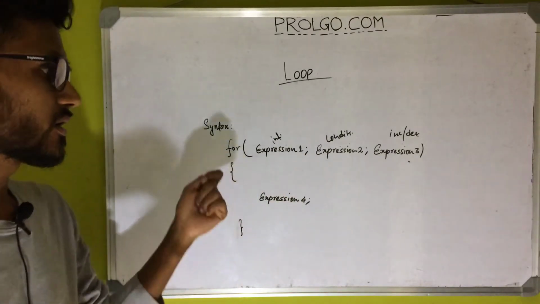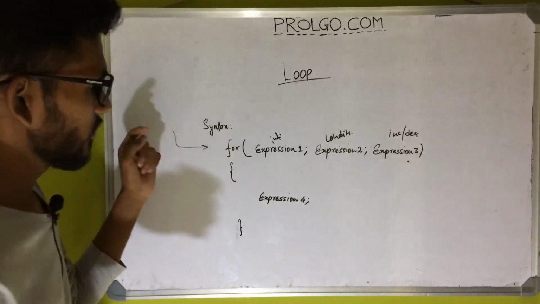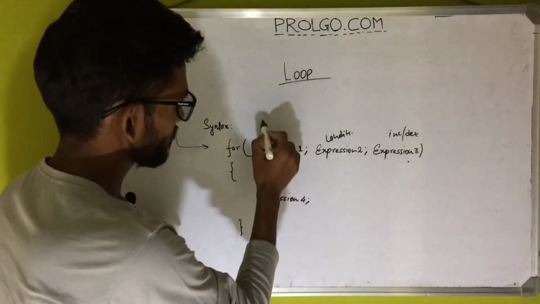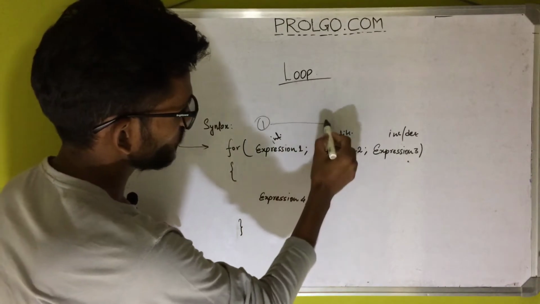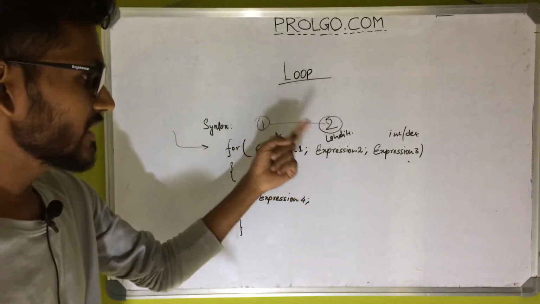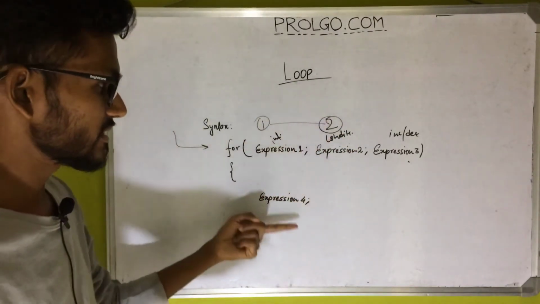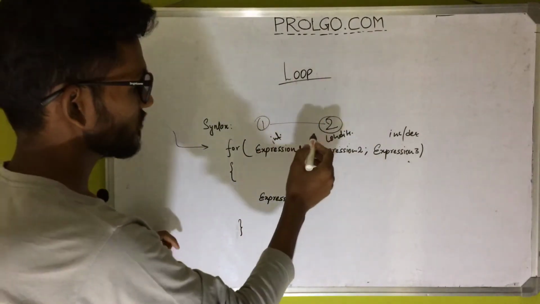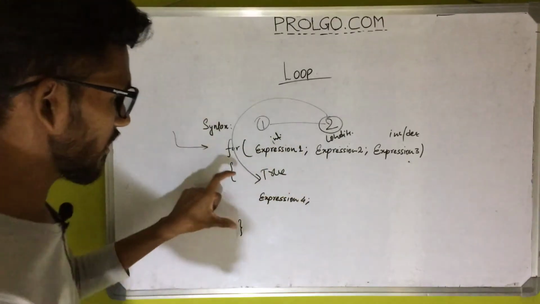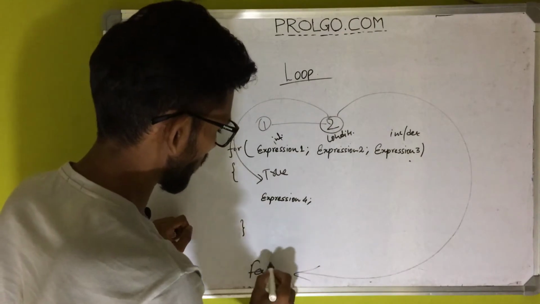Now let's see how the control works here. When the control first comes here, expression 1 will be executed first, and after this the control will go to expression 2, the condition. Based on whether it's true or false, it can either come inside or go outside. If it is true, then it will come inside the block. If it is false, then it will just go outside the block.